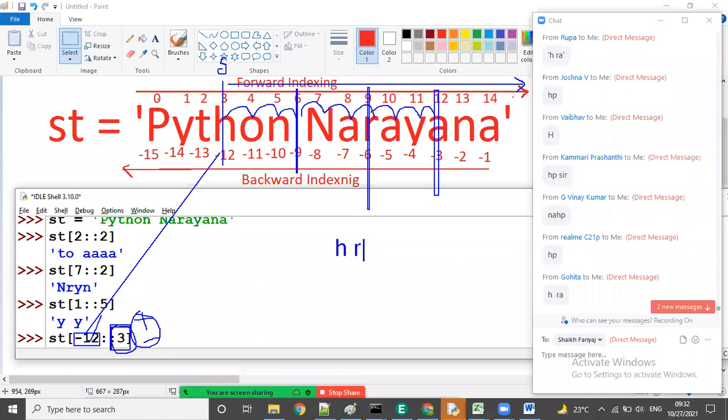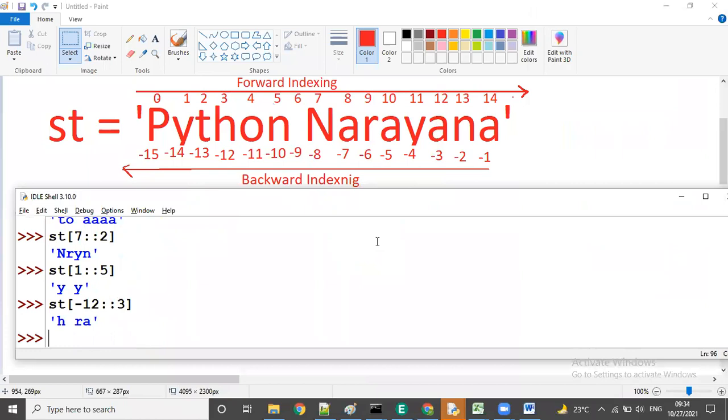H space RA, guys. All of you, is it right or wrong? H is there. Next space will come. Next R will come. Next A will come. H space RA. I hope you guys are getting my point, right? Still, some are giving the wrong answer, guys. I don't know why. Even though I explained multiple examples, still some people are giving the wrong answer. What is the reason?